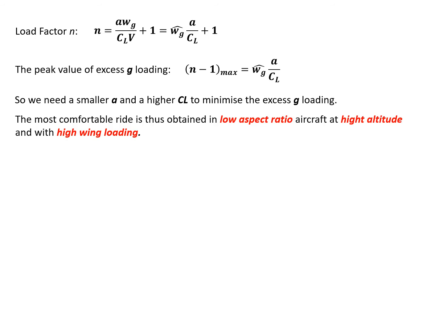And knowing that the most comfortable ride in an aircraft during vertical gust is thus obtained at low aspect ratio. If the aspect ratio is lower, we can have a smaller a, and also higher altitude and higher wing loading. Why higher wing loading? Because in that case CL becomes larger, so we have smaller n. Okay, so this is what we conclude from the previous slides.